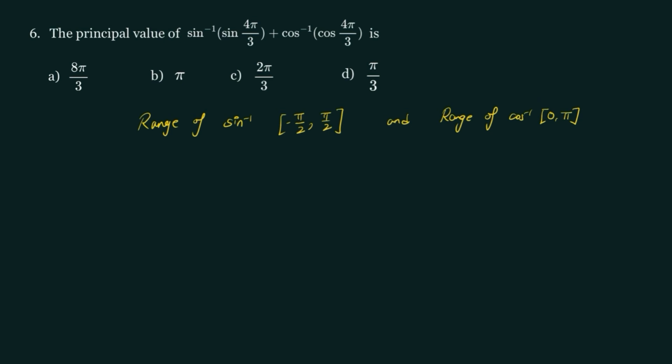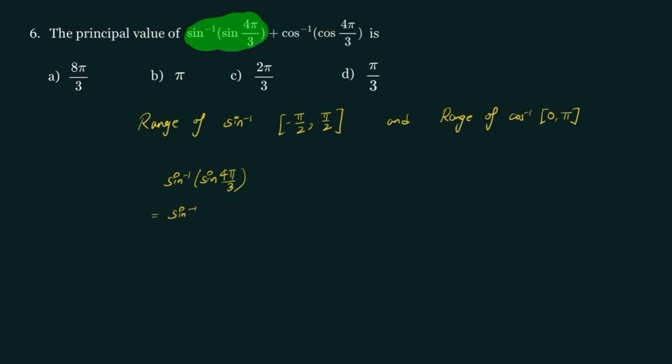So here, let us first find the value of the first part, sine inverse of sine 4 pi by 3. Now we cannot directly write the value as 4 pi by 3, because 4 pi by 3 does not lie in its principal value range, that is minus pi by 2 to pi by 2. So we need to modify it a little bit.